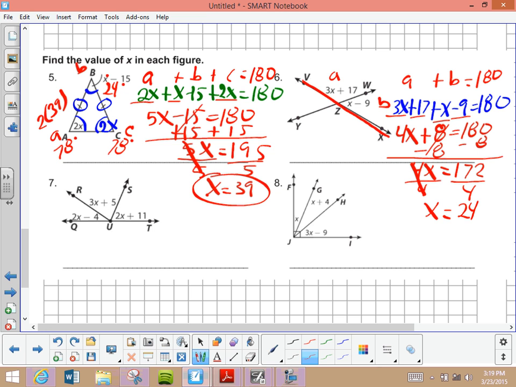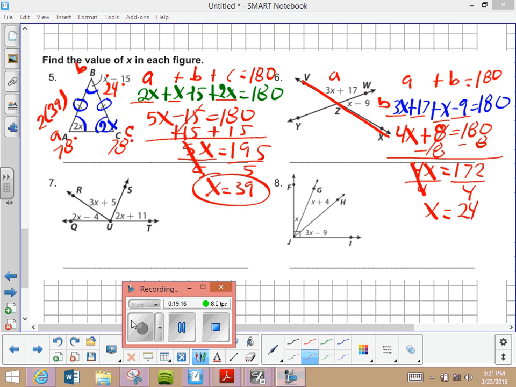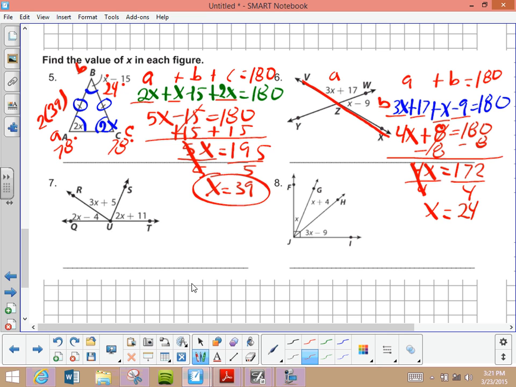So now that you know that, what can you do to find the value of the angles? Plug them in. Go ahead and do that on your own. So when we go back and substitute, we put 3 times 24, because that's what x is, plus 17. 3 times 24 is 72, plus 17 is 89.